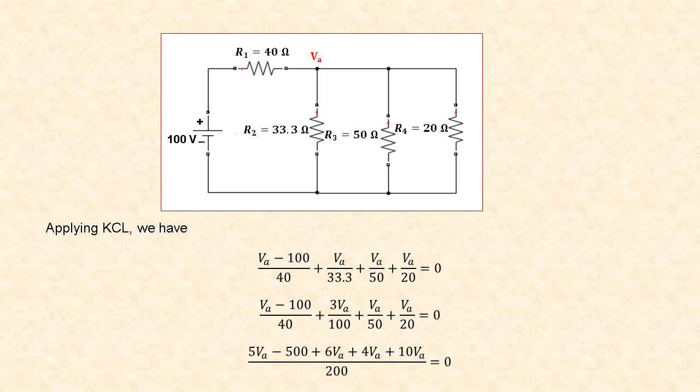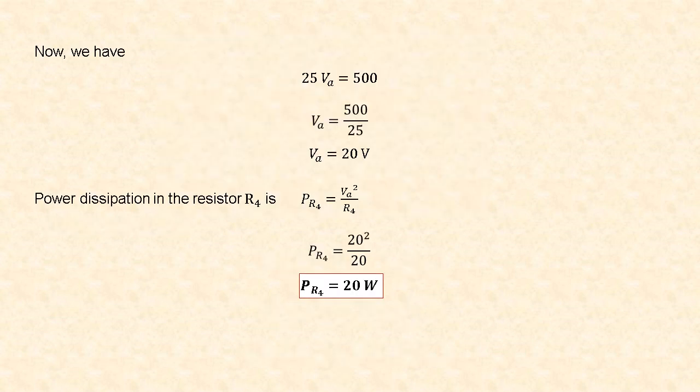Taking LCM, we have the LCM as 200. So minus 500 plus 6 VA plus 4 VA plus 10 VA is equal to 0. Now taking 500 to right hand side, we have 25 VA is equal to 500. So VA is equal to 500 by 25. So VA is equal to 20 volt. This is the voltage across all the resistors, that is R2, R3 and R4. Their voltage is 20 volt.